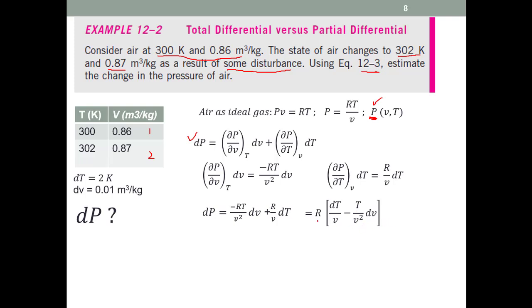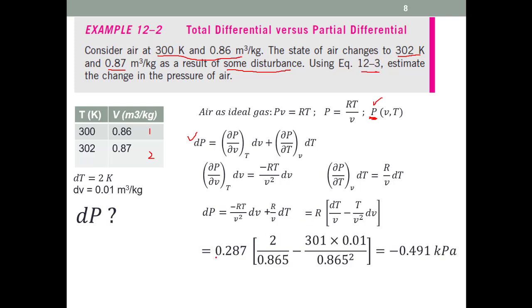Now we have all the values. We know the value of R for air is 0.287. We know delta T is 2 Kelvin, and then we have the specific volume. We can take the average specific volume, and similarly the average temperature. Now we have the delta V, and then we have V square.